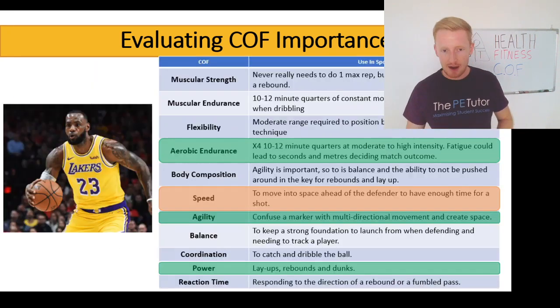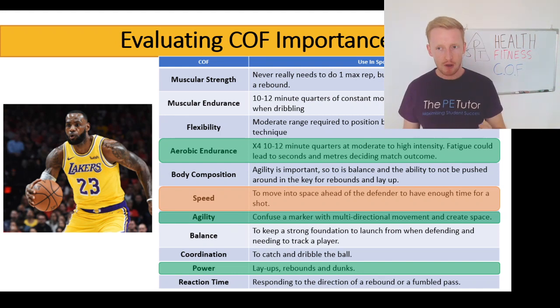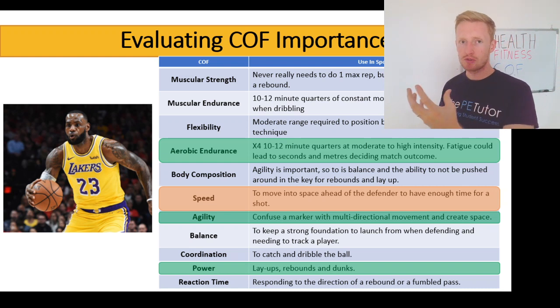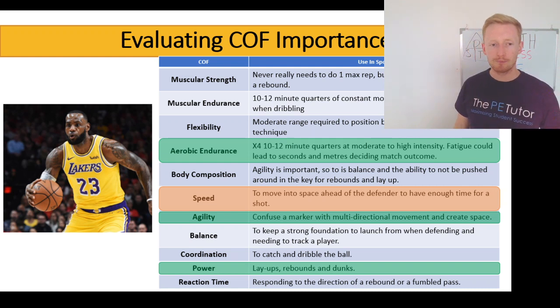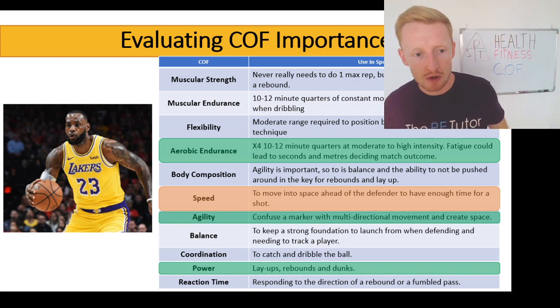So that's how you can sort of break down an evaluation. Look at all of the components first and think about, well, how is this used? How does it look in the sport? And then prioritize. What's the best case scenario? What's the worst case scenario?